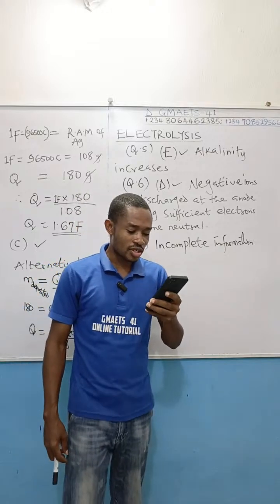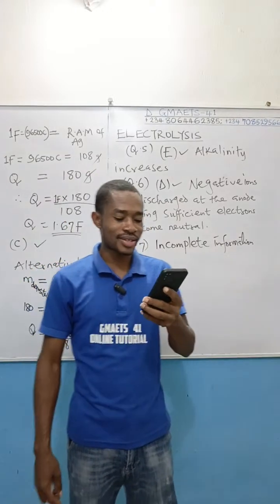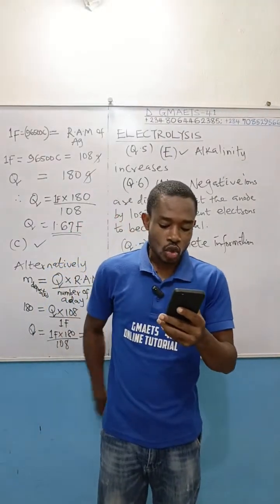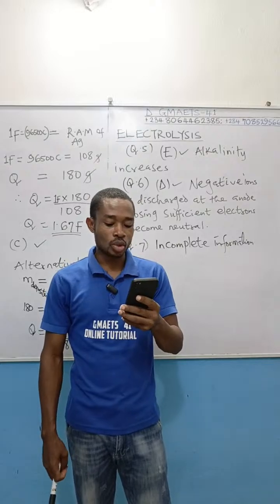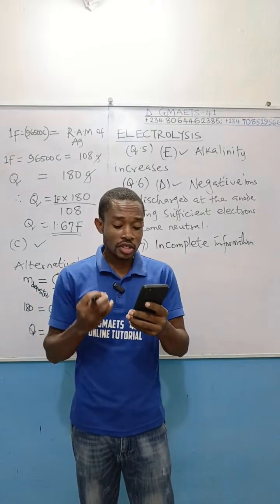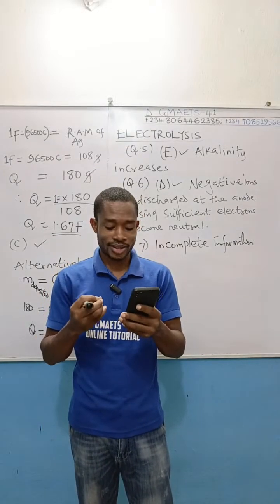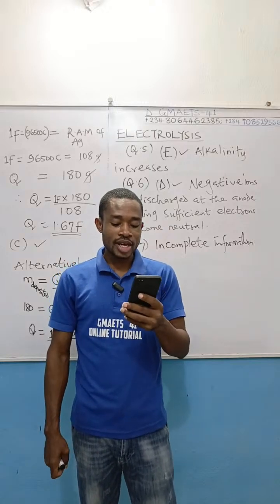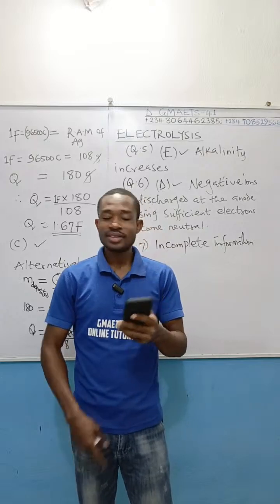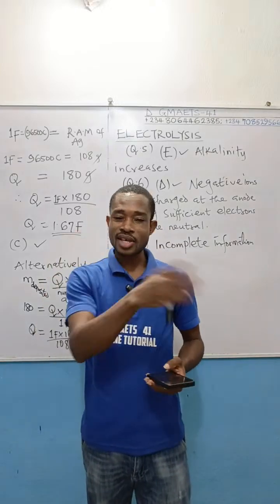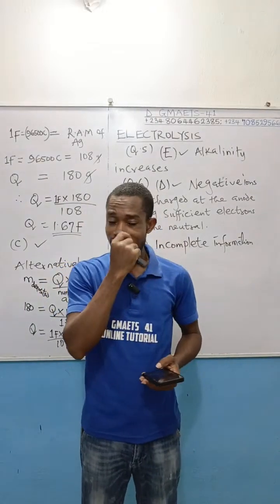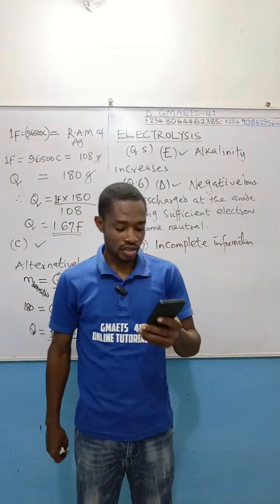In the electrolysis of dilute sulfuric acid using platinum electrodes, the products obtained at the anode and cathode are... no time to waste there. The cathode is hydrogen gas, the anode is oxygen gas.